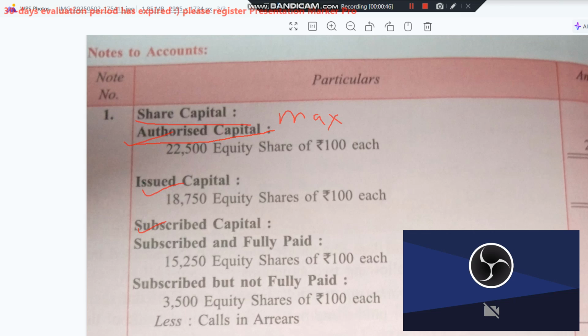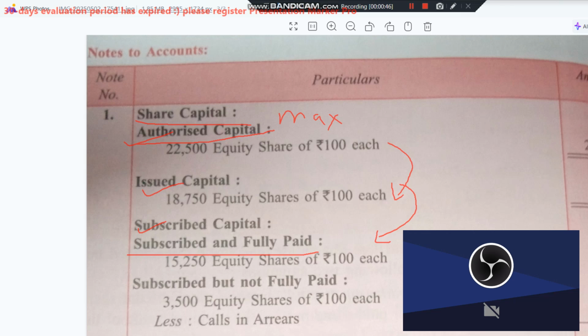The next one is issued capital. Issued capital is where the company decides to issue this much capital, this many shares, to the public, and then it is called issued capital. It is not necessary that authorized capital should be equal to issued capital, because it completely depends upon the company's decision. Then subscribed capital: out of the issued capital, how many shares are subscribed by the public is called subscribed capital. So these three meanings are very clear, I guess.